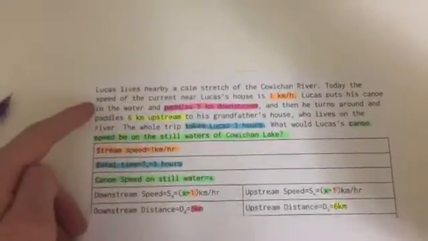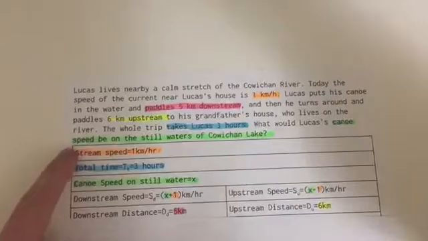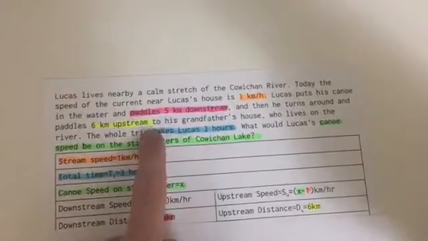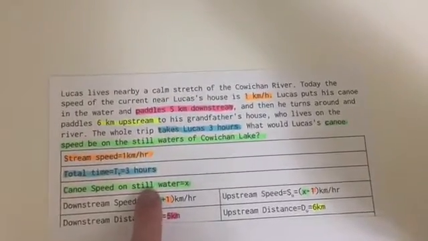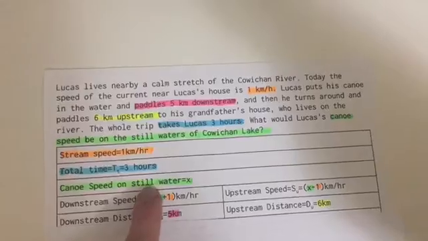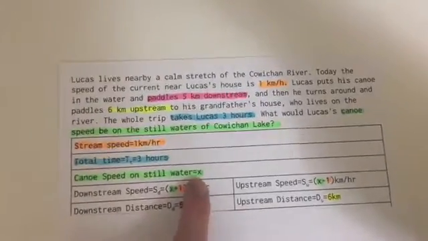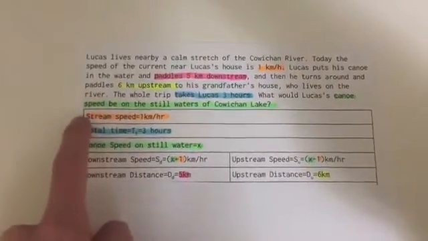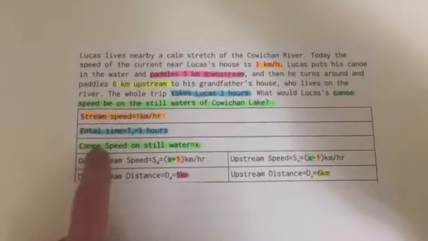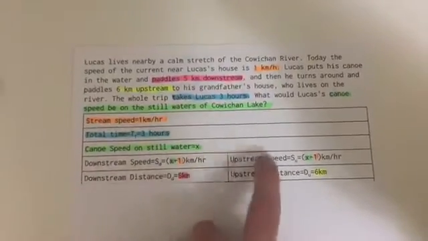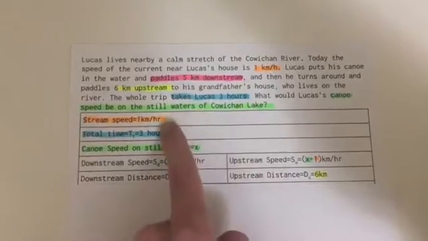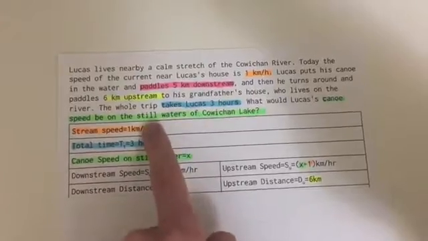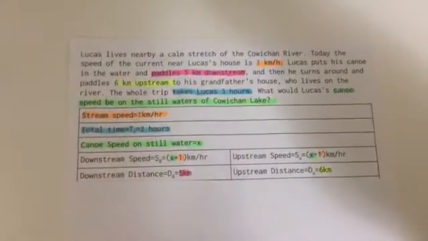In this short paragraph here, we are given the stream speed of 1 kilometer an hour, the total time being 3 hours. We are asked what the canoe speed on still water would be, which I've decided the variable for that would be x. The downstream speed is the normal stream speed plus the canoe speed, so x plus 1. And then when you're traveling upstream, you are going against the current, so it is your paddling speed minus the stream speed, in this case being 1.